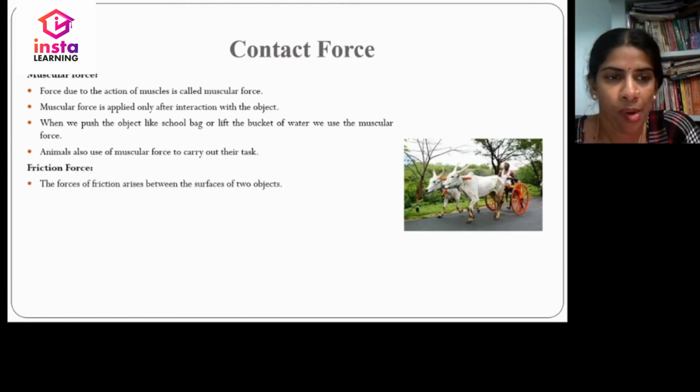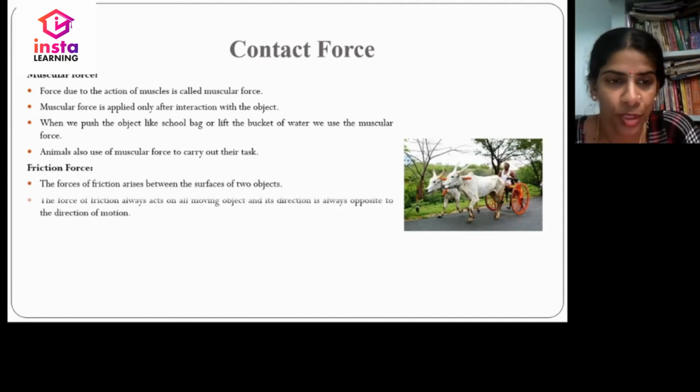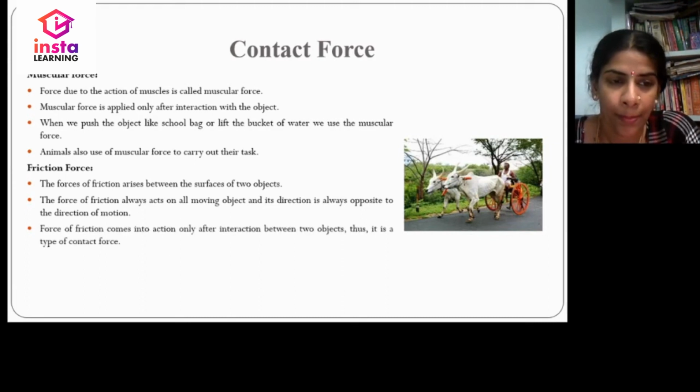Frictional force. The force of friction arises between the surfaces of two objects. We call this a frictional force. The frictional force always acts on all moving objects and it always applies in the direction opposite to the motion. Force of friction comes into action only after interaction between two objects.